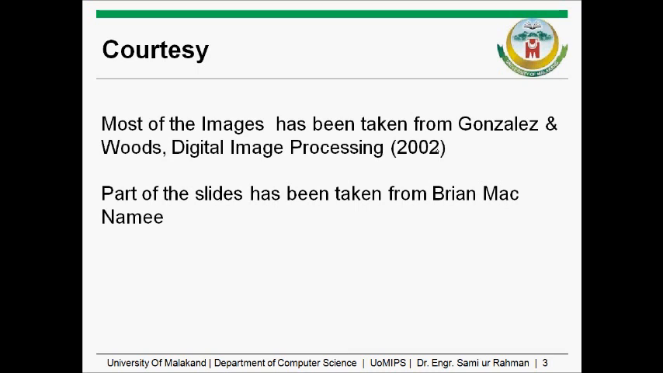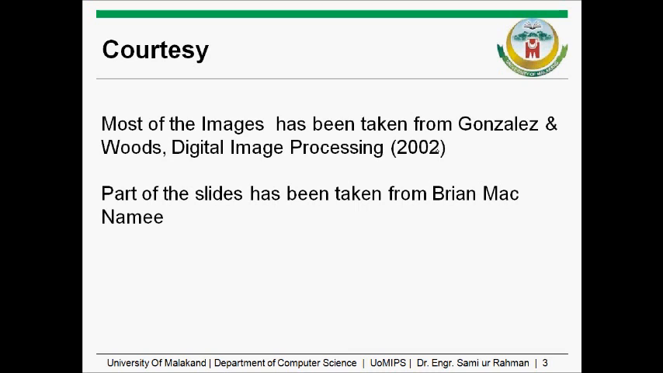In my course, most of the materials have been taken from the book Digital Image Processing. This is written by Gonzalez and Woods, and most of the material will also be from this book. And there are some slides which are taken from Brian McNamee. Whenever I take a slide from some source, I will announce those, and then you can check the original material. I will comment about the sources of my materials.